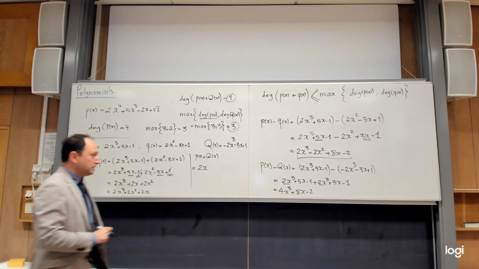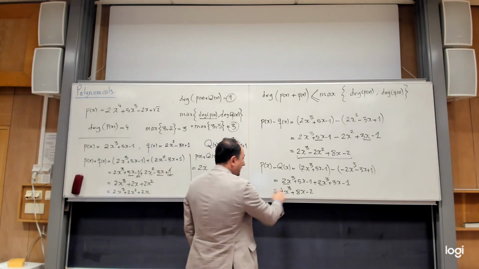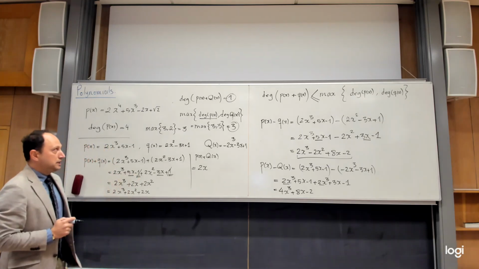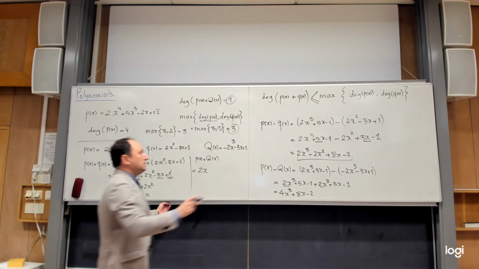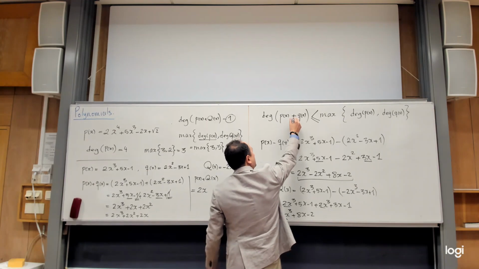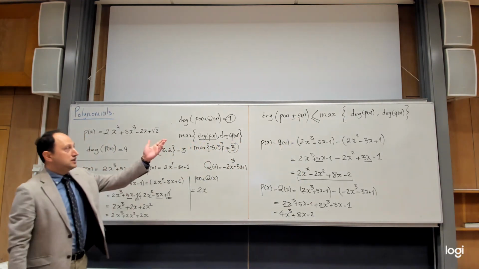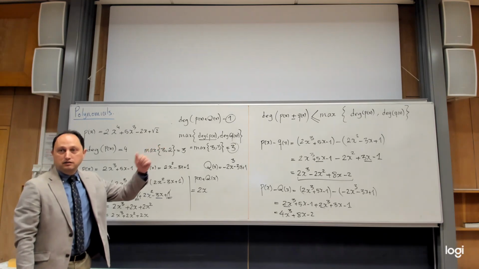Okay, so 4x to the power of 3 plus x, 8x minus 2. So the degree is 3. Can you tell me what happens for the degree of subtraction, for the difference of these two polynomials? Do you think the same formula is still valid?